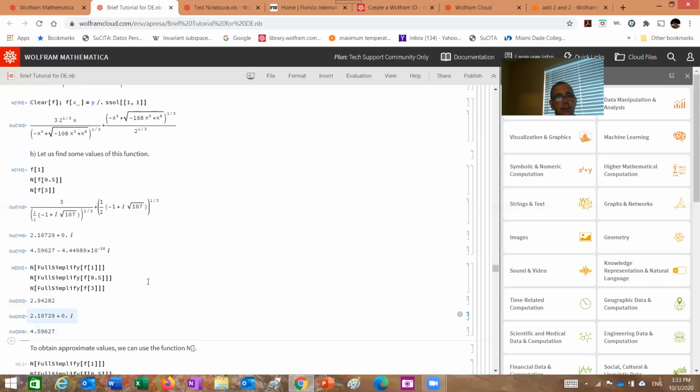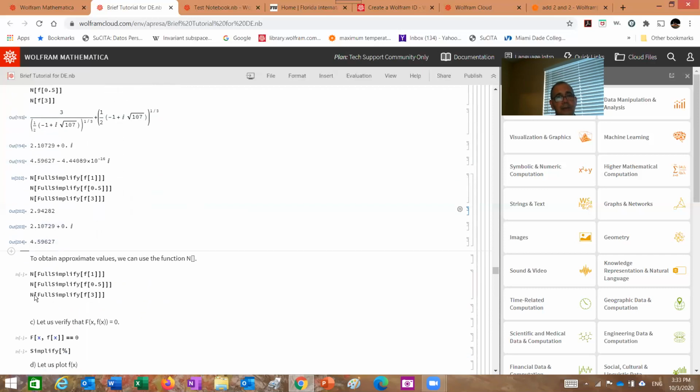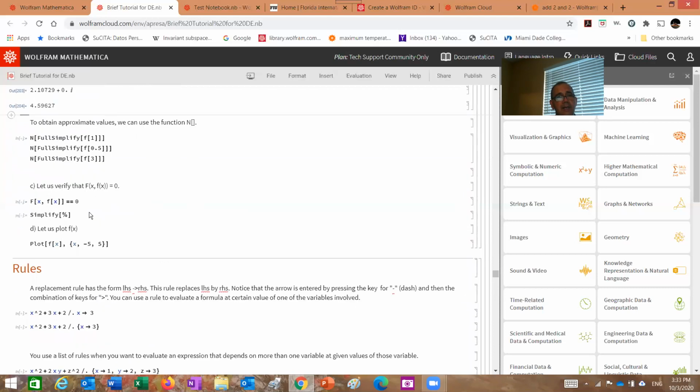You see that, and the approximate value is 4.59627, which is what I did here. So we don't have to repeat it. And then let us simplify. Oh, well, let's verify that f evaluated at x, when you replace the y by f of x, is always equal to 0. What do you have to do?